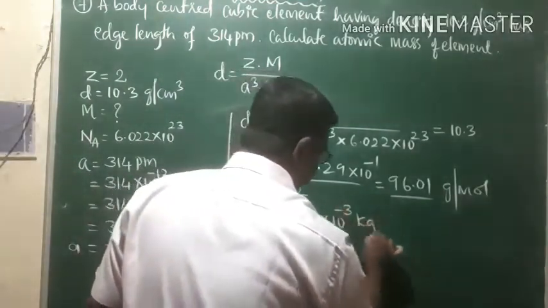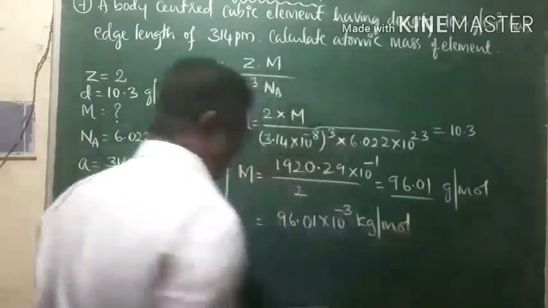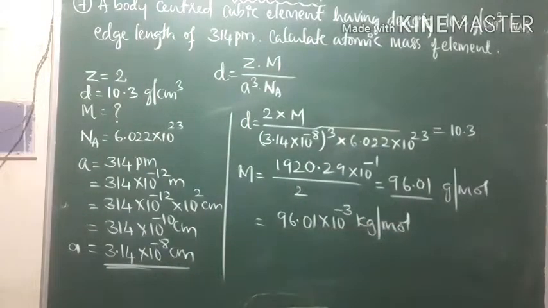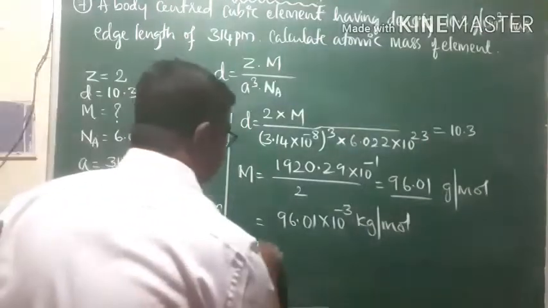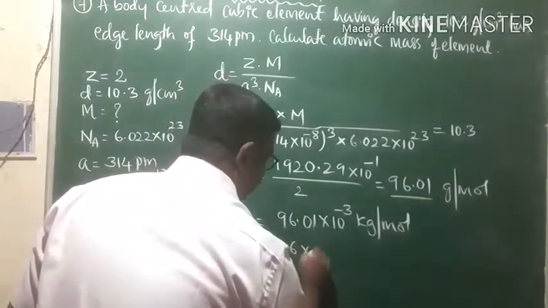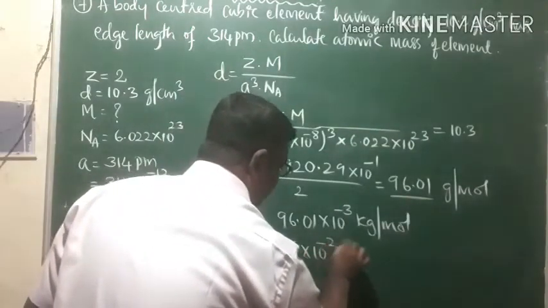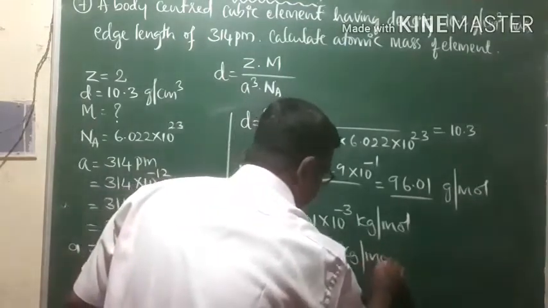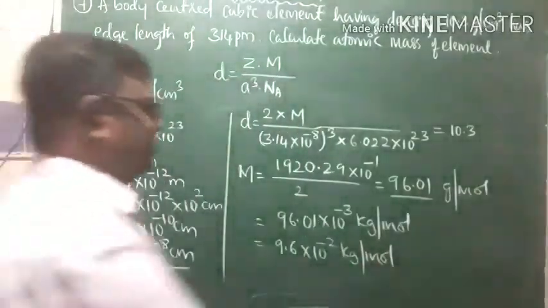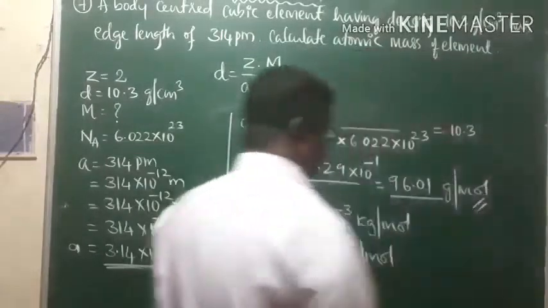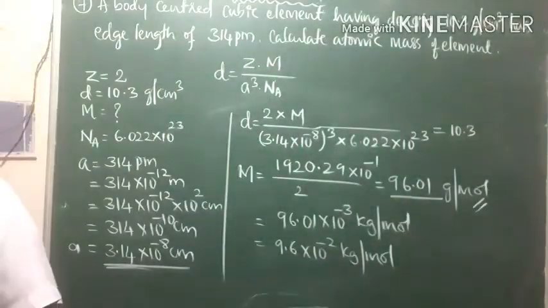If you want to write it, you can write 9.6 into 10 to the power of -2 kg per mole, okay? You can write it this way, but if you stop here, there is no problem. This is what we call atomic mass, in terms of gram per mole.